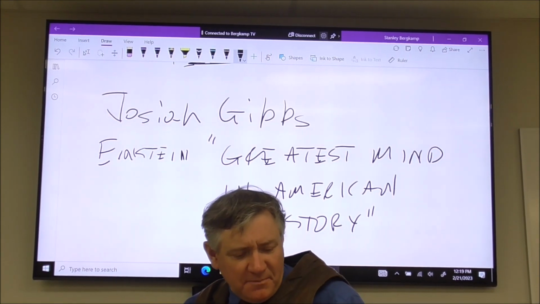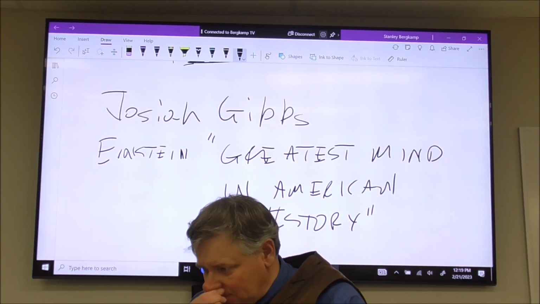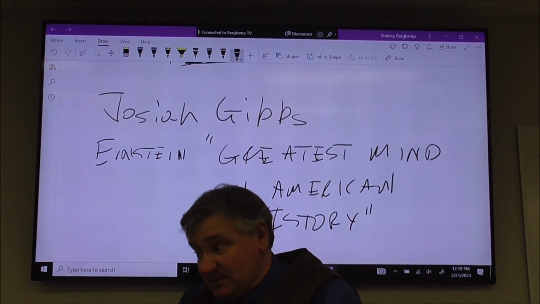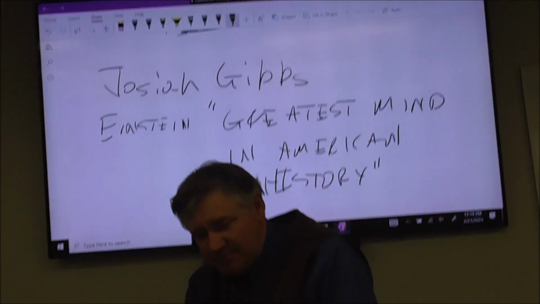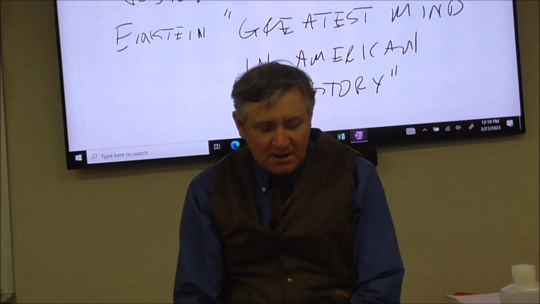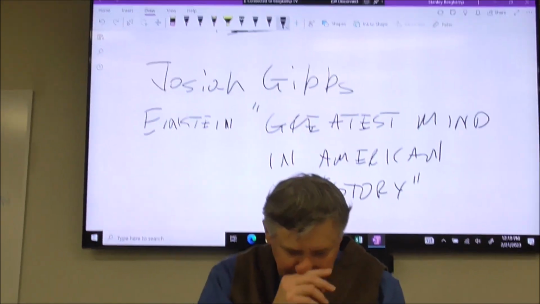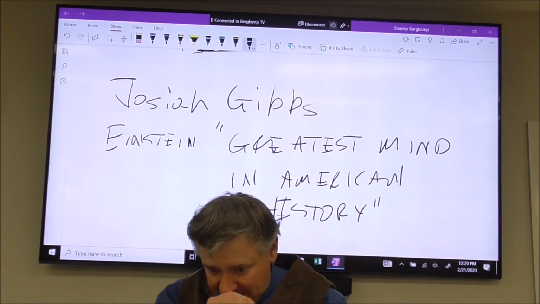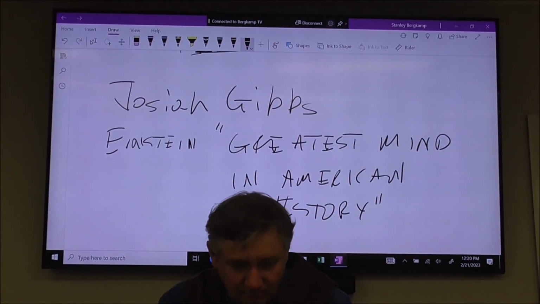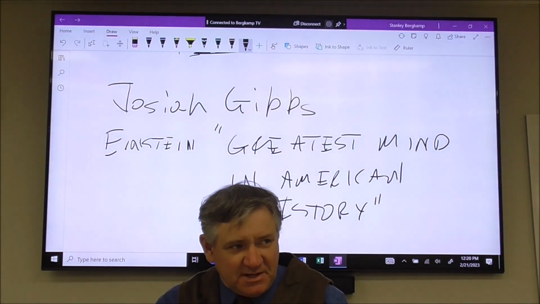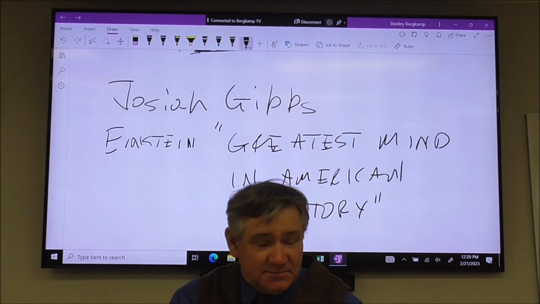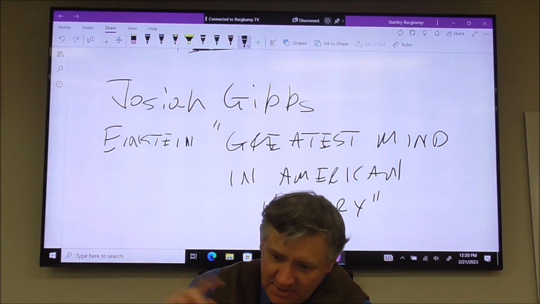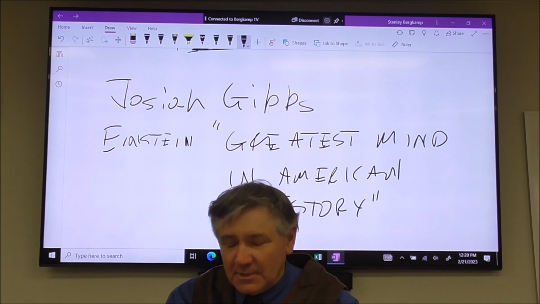Okay, so one of the big defining moments that occurred, and it turns out in all of science, is this concept called Gibbs free energy. Josiah Gibbs did his work in the late 1800s, early 1900s. To give you some perspective on how important this is, Albert Einstein, pretty sharp guy himself, said of him, he's the greatest mind in American history.